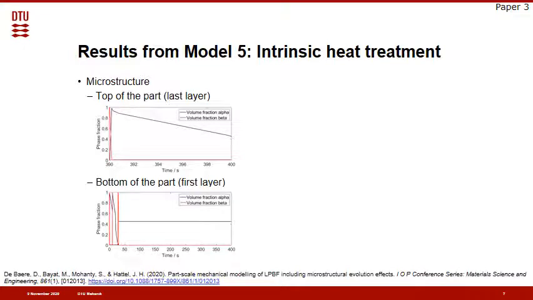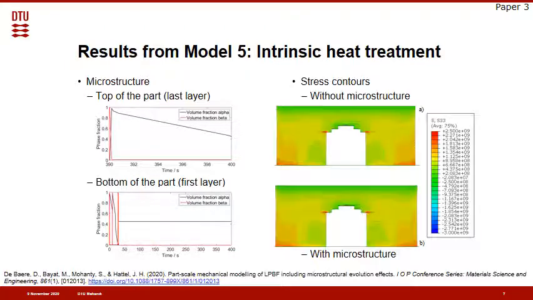Next, there is the evolution of the microstructure at the layer that was deposited first, and here you can see the effect of the intrinsic heat treatment, with the first peak in the beta fraction being caused by the layer itself being deposited and the subsequent ones by layers above it. Unfortunately, the effect of the microstructure on the residual stresses is fairly limited.